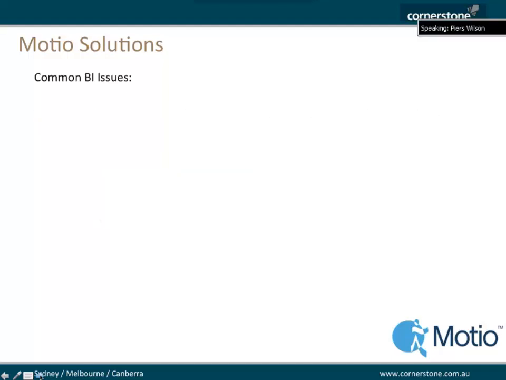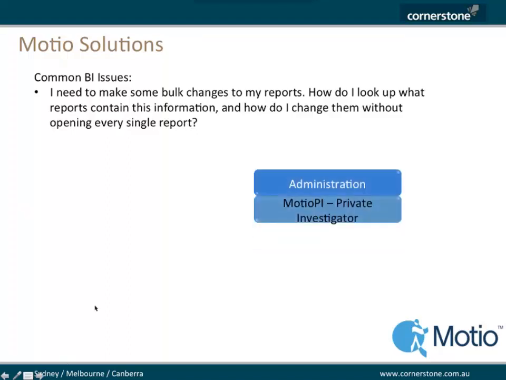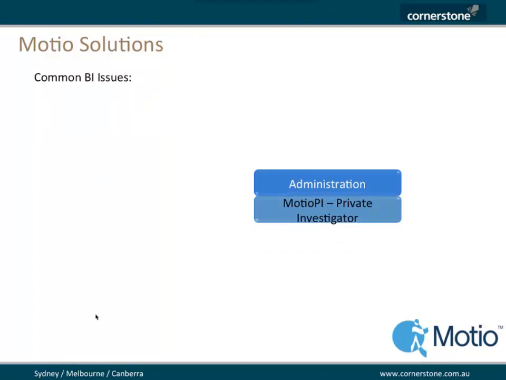Another common business intelligence issue is you need to make bulk changes to reports. So as an administrator of your BI environment, you might need to search your content store to find a number of reports that contain a particular element to change the security on it, or to change an image, or to change a particular element within the report. So without opening every single report and making that change, Motio provides a solution to search your entire content store, find a list of all the reports or all the objects that contain that element, and make a bulk change to that, and that's called MotioCI, of which there is a free version and a professional version available.